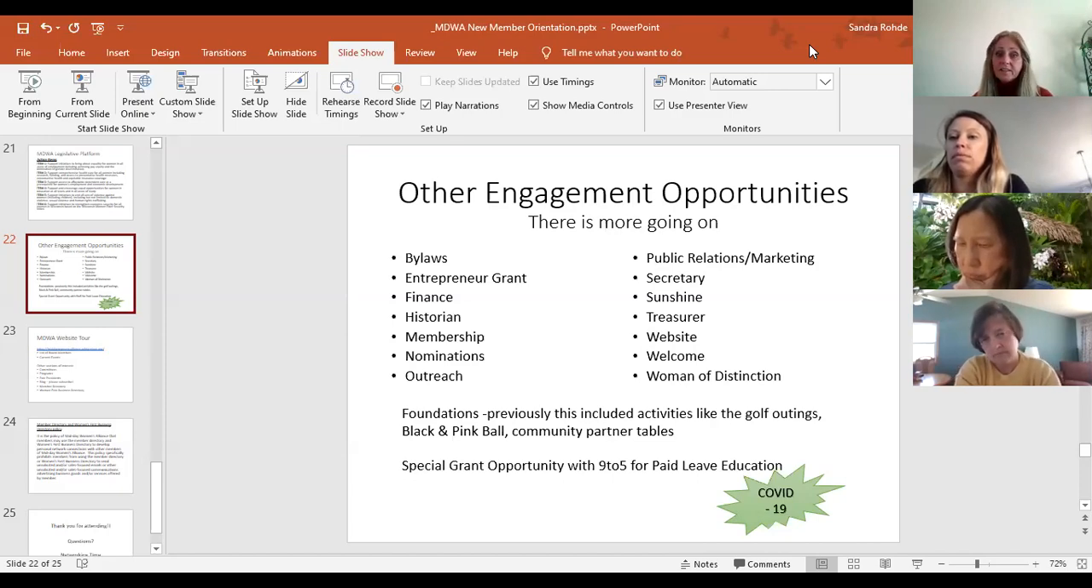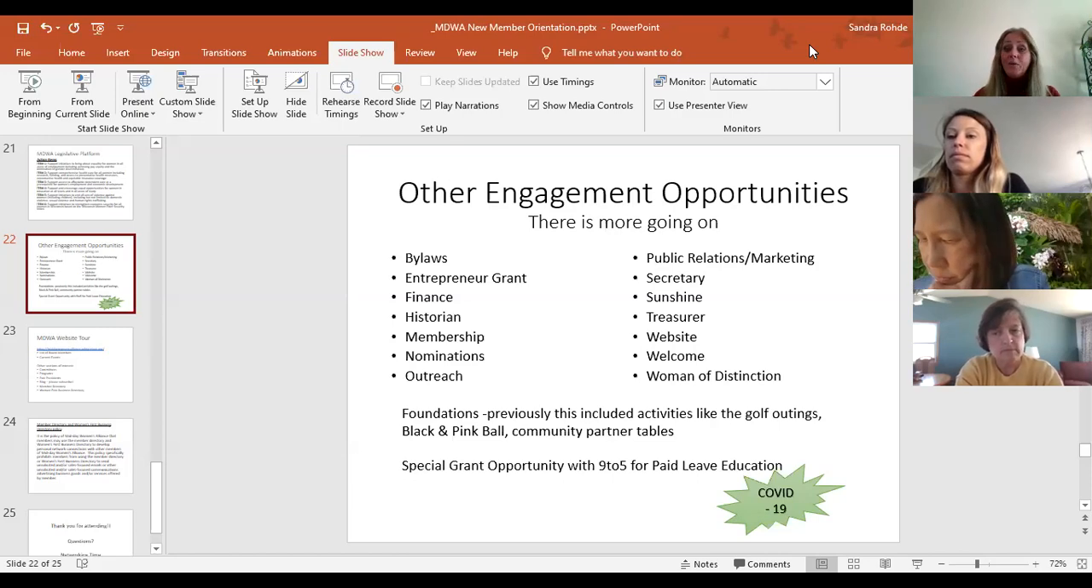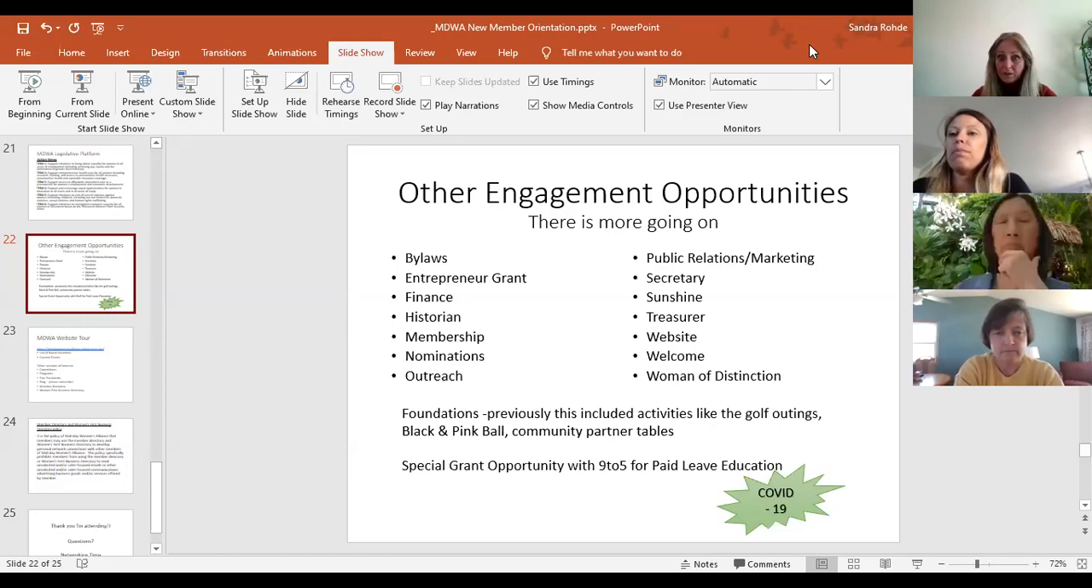Our Sunshine is a person that helps to have that personal touch when something's going on, right? If somebody has a death in the family or somebody gets a promotion, if Sunshine is made aware of that, they can send out a card, like a snail mail card that says good for you. We don't get very many of those anymore, so it's nice to have that personal touch. Treasurer helps us keep our books. The website is managing the data and then trying to communicate the information that's important about who we are.